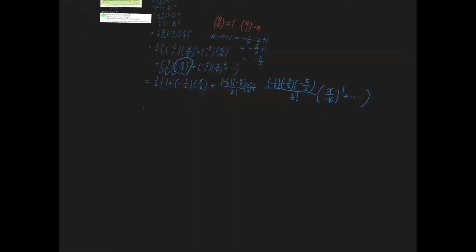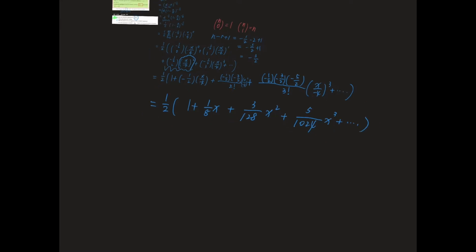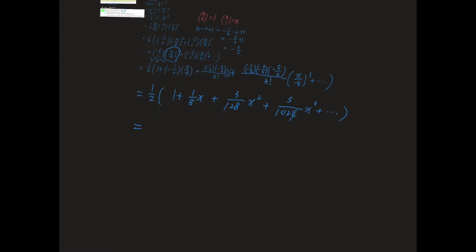Okay, and if we keep simplifying the bracket, it will become 1 plus 1 on 8x plus, let's use the calculator. So from your calculator, you should have 3 on 128 times x to the power 2, and then plus the 5 on 1024 x cubed. So please check it in your calculator. You got the same one, and let's simplify further.